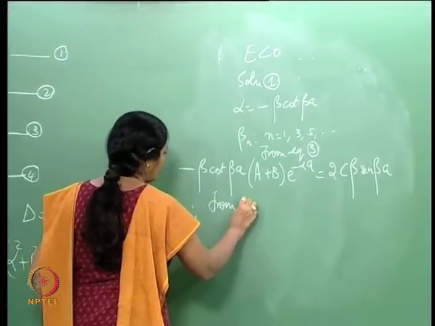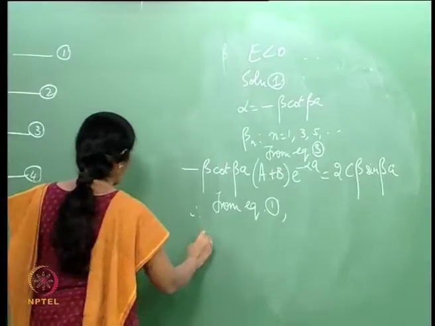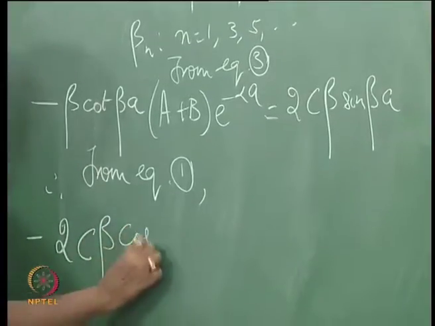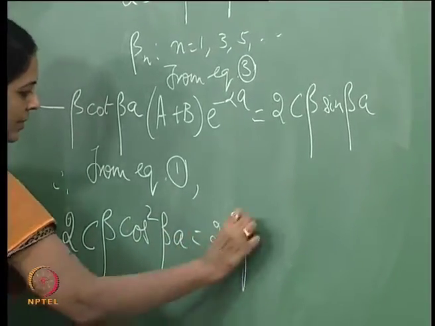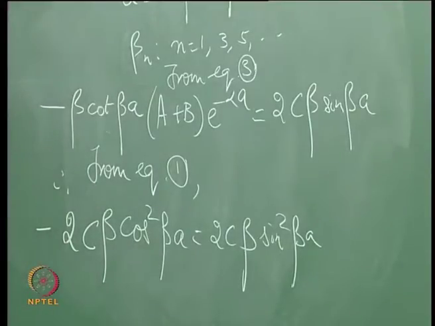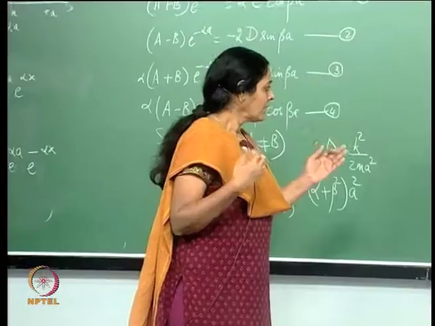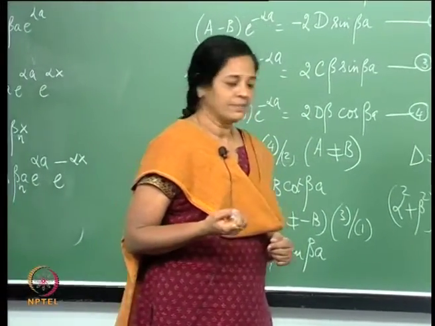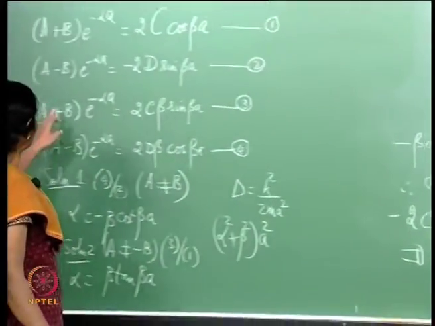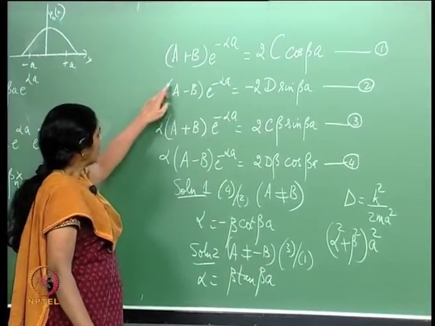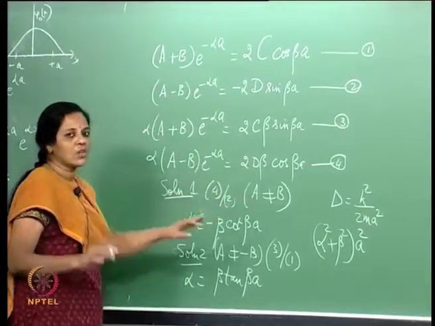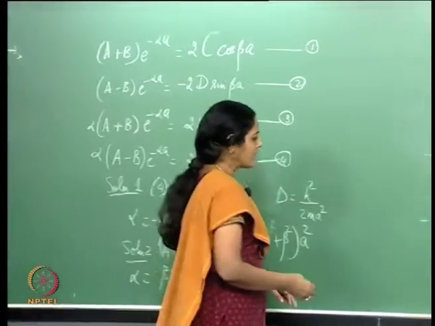Therefore, from equation 1, minus 2c beta cos beta a, so that gives me a cos squared beta a is 2c beta sin squared beta a, and that is not possible because that tells me, as in the earlier case, this time again cos squared beta a is equal to minus sin squared beta a. Therefore, this implies that c is 0. So, going back to these equations, if c is 0, it means that a is minus b. Recall that we got this solution by saying a is not equal to plus b, and what we have seen is that a is minus b.